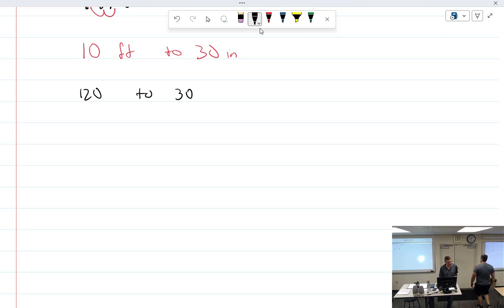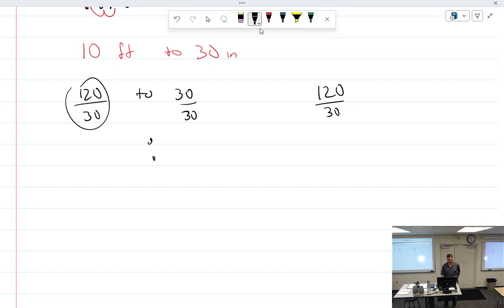We're just back to a ratio problem. Divide both sides by 30, or make it an improper fraction, which is 120 over 30, which is the same thing as we just did, because this is going to equal 1, so it's something to 1.